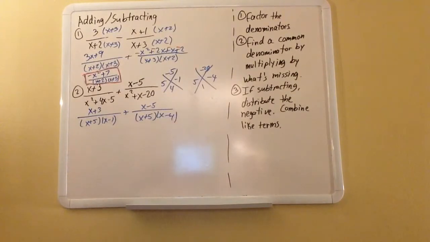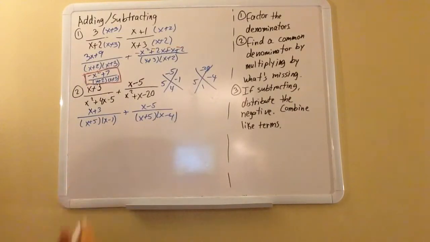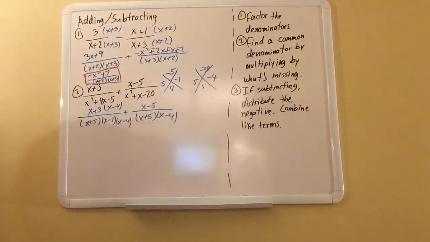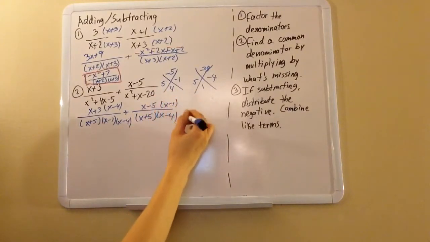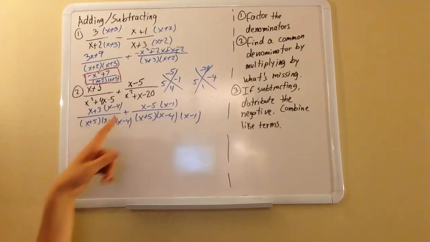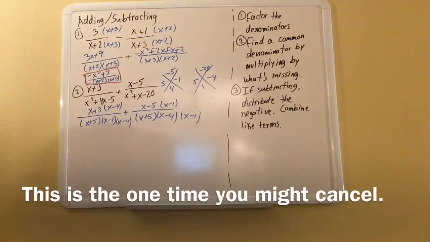Now, we multiply by what's missing. This one is missing the x minus 4. So that's what I multiply on the top and on the bottom. This one here is missing this x minus 1. Now, some of you might have noticed, like, oh, that's x minus 1, that's x plus 5. Can we cancel them out? No, they have to be exactly the same in order for you to cancel it out. If it was the same, then absolutely cancel them out. But since they're not exactly the same, we can't cancel them out.